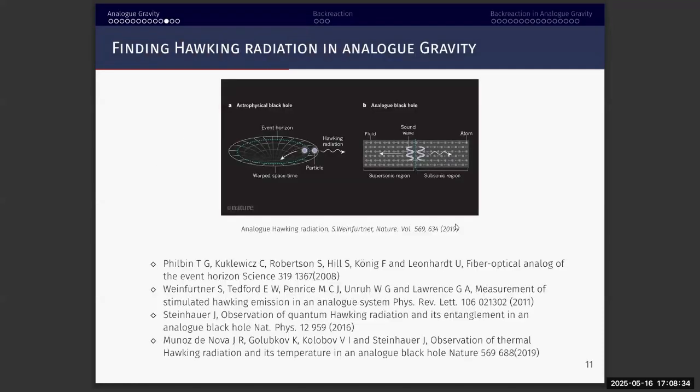So then, what have we done? This is a simple figure. Instead of an astrophysical black hole, we make some horizon, usually using sound waves, and we try to find some Hawking radiation in the lab. In 2008, using optical fiber, they used an optical soliton as a black hole model, and using this they found some Hawking radiation.